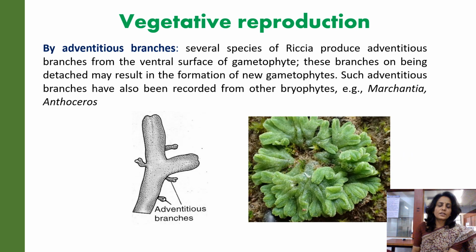The next method is by adventitious branches. Several apices of Riccia produce adventitious branches from the ventral surface of the gametophyte. These branches, on being detached, may result in the formation of new gametophytes. Such adventitious branches have also been recorded from other bryophytes, for example, Marchantia and Anthoceros.